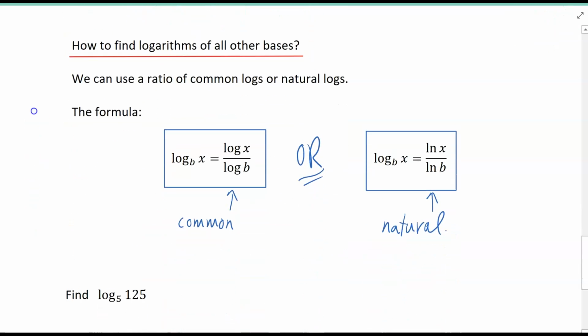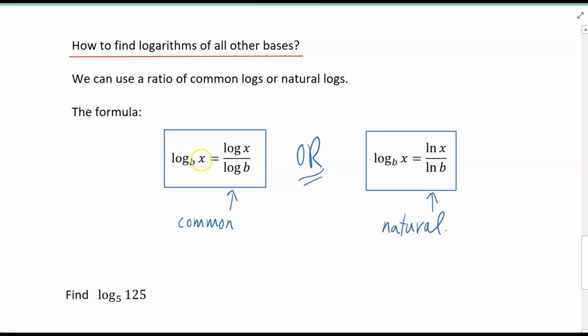How do we find logarithms for all other bases? Because we've seen how to find with base 10 and base e. There is a calculator button for those. And now we can use those buttons to find logarithms of all other bases. I know that when we first started talking about logs, this is something that a lot of people try with the log button, and it doesn't work out unless it's base 10. So now we finally come to that formula. You can either use a ratio using logs or a ratio using lns, but don't mix them up. Both will work, so I've shown both formulas.